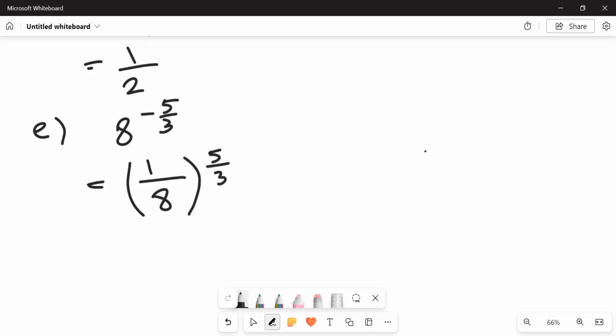But why will we write it 1 over 8? We are writing 1 over 8 because this power, if we take its power 5 over 3, this is 1. We have to make this radical power positive. How can we make it positive? By writing it in the denominator.